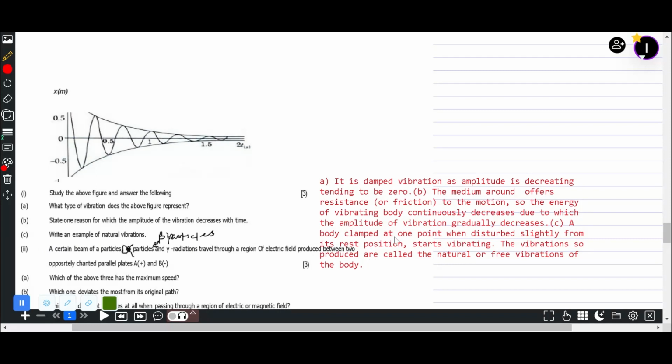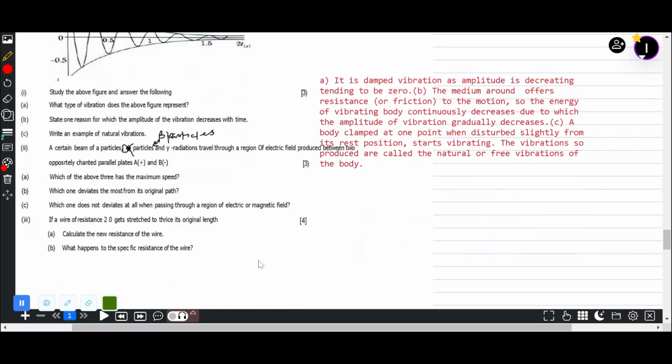The natural body clamped at one point, when disturbed slightly from its rest position, starts vibrating. The vibrations so produced are called the natural free vibrations of the body. Now we have another question. We are almost at the last end of the paper. Now we have question number 6, part 2.